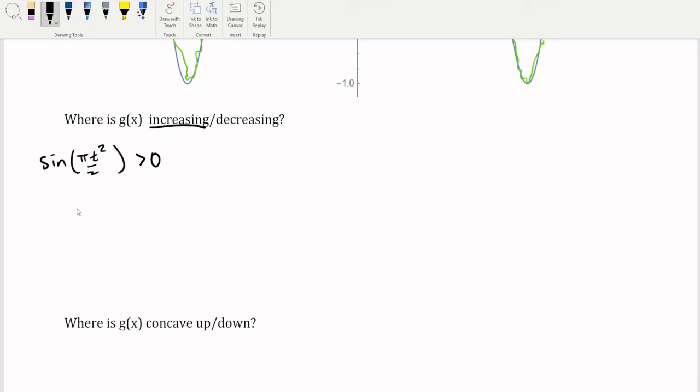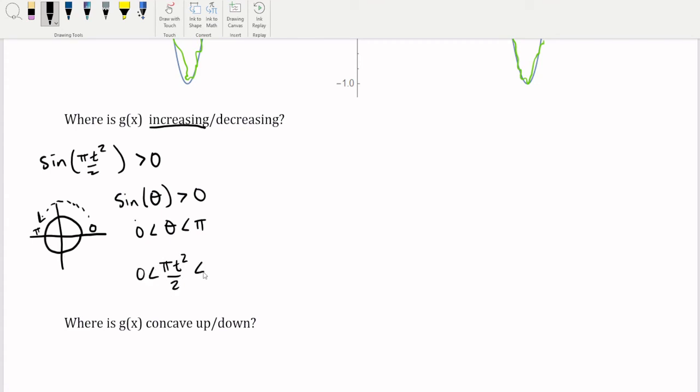You've got to write out a little circle here to remind yourself. Sine is positive between 0, not included, and pi. This whole range, not including the two points 0 and pi, we're going to be positive. But be careful here, that's just regular old sine. So sine of theta is positive when theta is between 0 and pi. But we don't have just a regular theta, we have pi t squared over 2. So we need to figure out when that's happening.